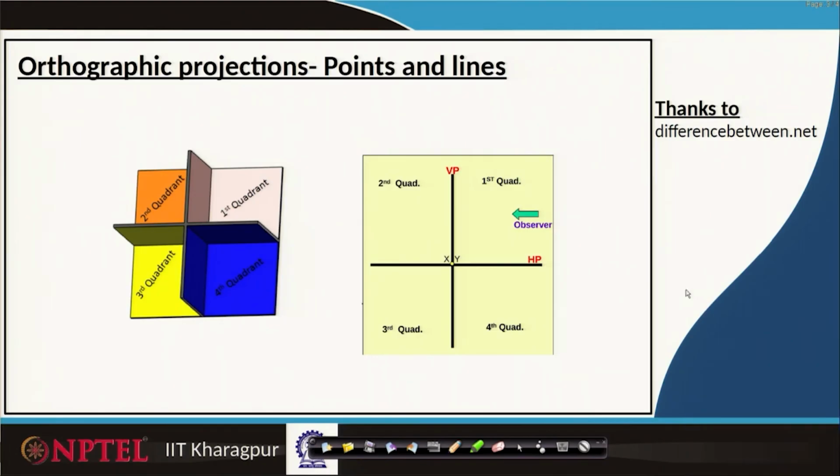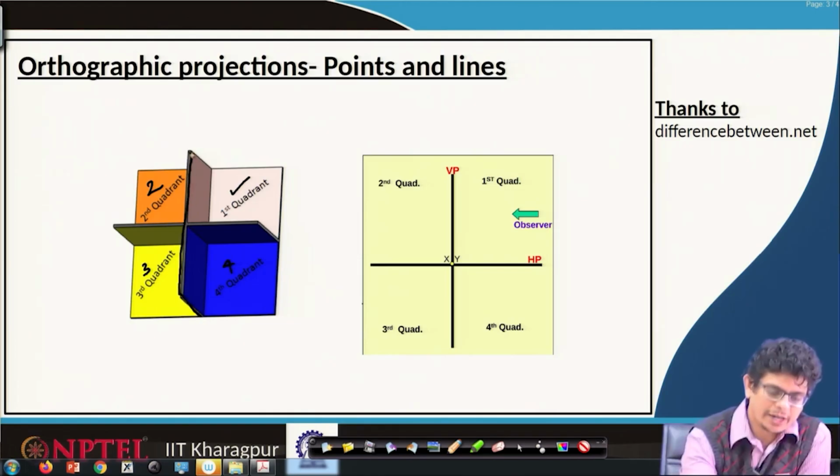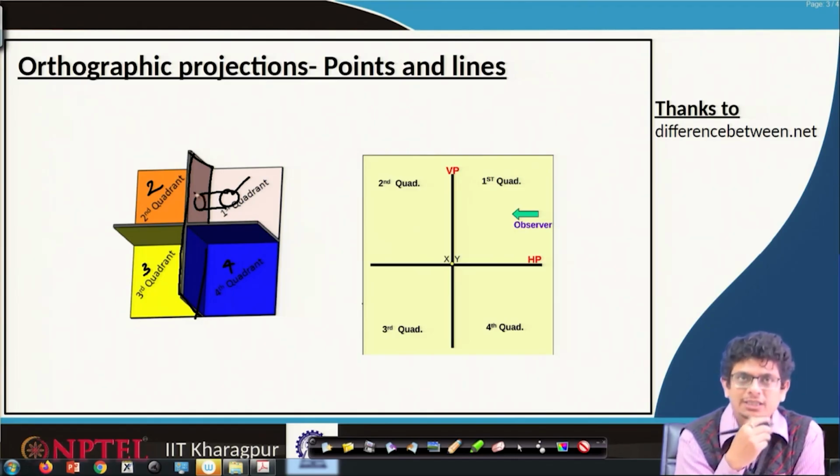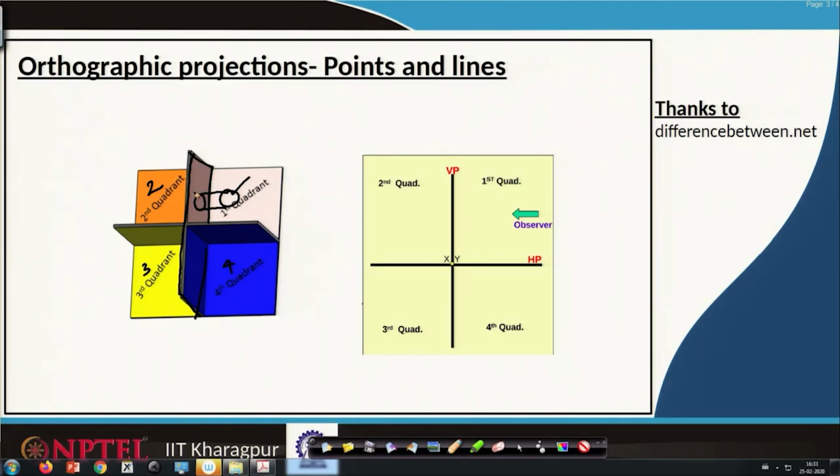In the last classes, we have learned about different kinds of quadrants, an object located in the first quadrant, second quadrant, third quadrant and fourth quadrant. In these quadrants, we call this one the vertical plane. If an object is placed in the first quadrant, the kind of projection it maps onto that plane, which we have called the reference plane, and this plane we call the horizontal plane.